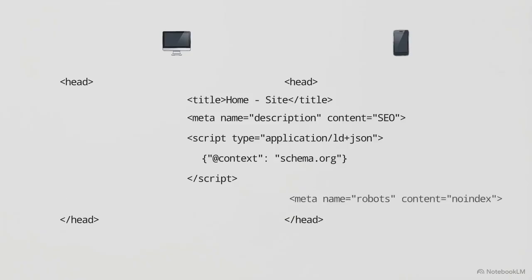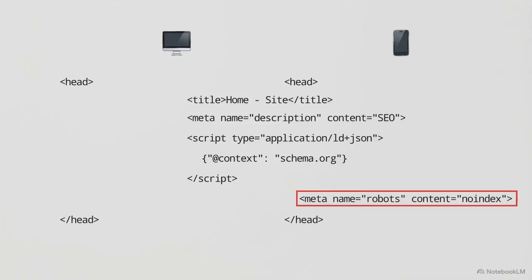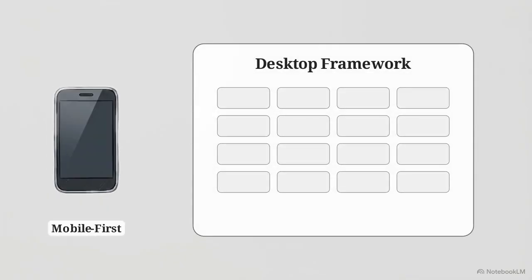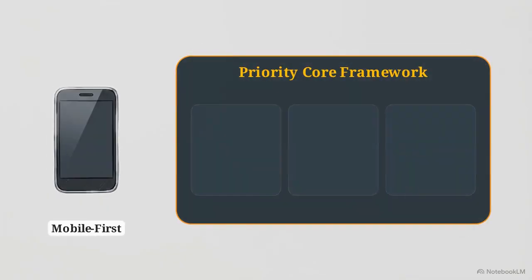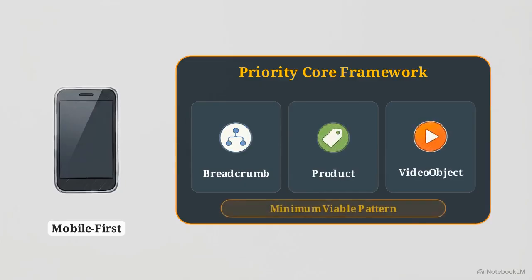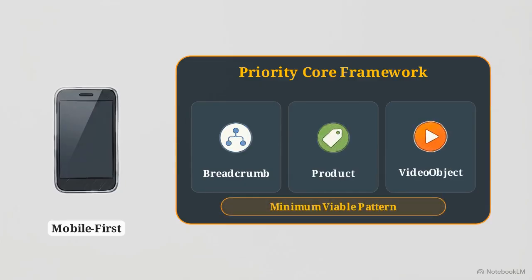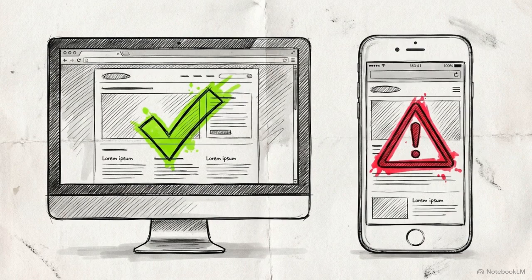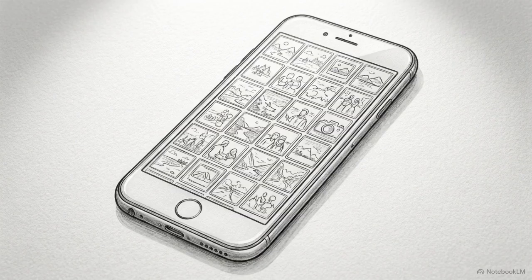During development, it's easy to accidentally leave a no-index tag strictly on the mobile side. If present, Google will not show the page in search results. If severe mobile space constraints force you to prioritize which structured data to keep, ensure you retain breadcrumb, product, and video object markups first. Mismatched metadata signals to the crawler that your mobile page is a different, lower-quality entity than its desktop counterpart.